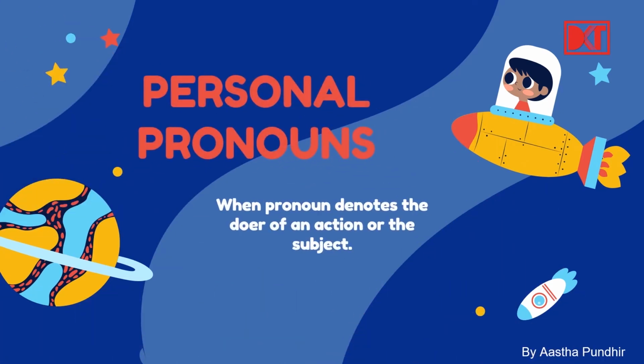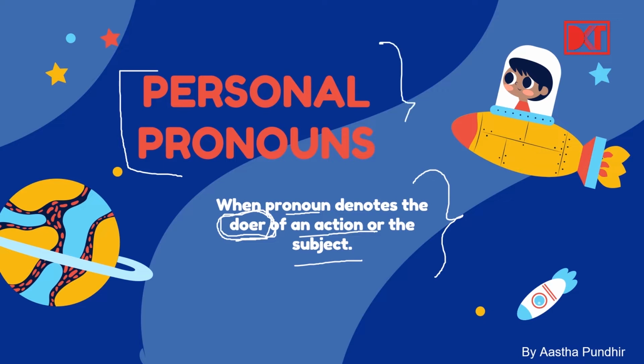So now if you noticed, these are the pronouns which represented the doer of an action or the subject, which means they talked about the doer. For example, I, you, we, he, she, it, they. So all these pronouns denote a doer of the action. Someone जो action कर रहा है या कर रही है, उसके लिए जो हम pronoun use करते हैं, that is a personal pronoun. So this is the first category of pronouns, which is personal pronouns.